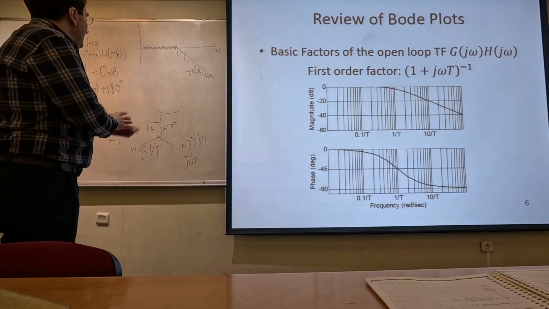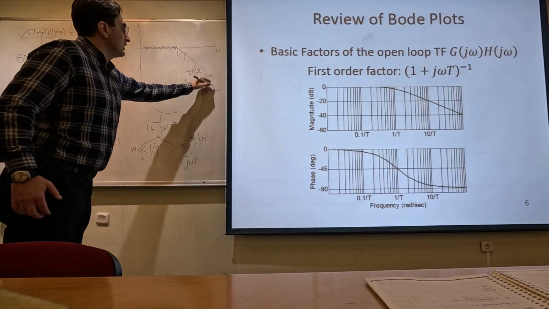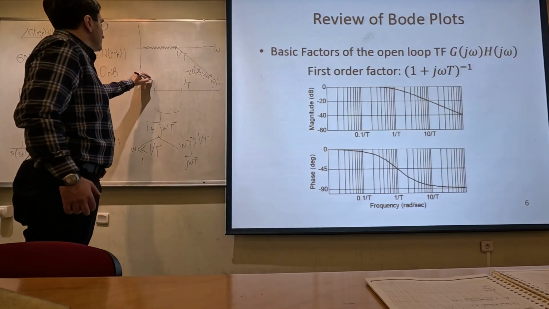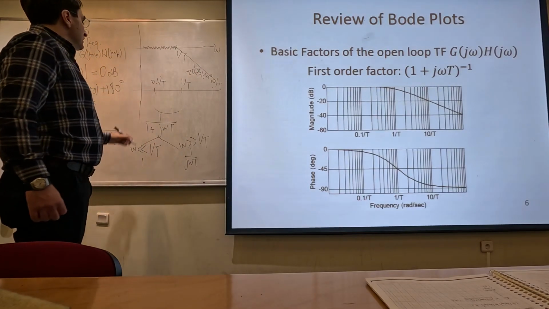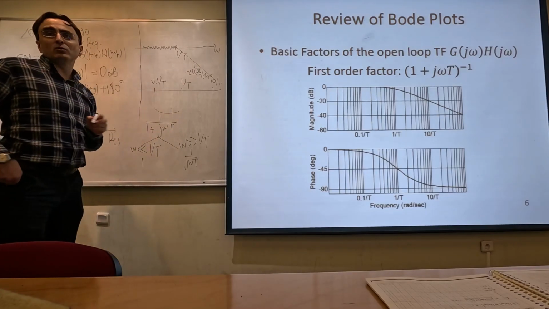For the phases, we know that, so this 1 over t here, I have 10 over t here, and I have 0.1 over t here. This type of term, what is the phase of this thing as omega goes to 0?